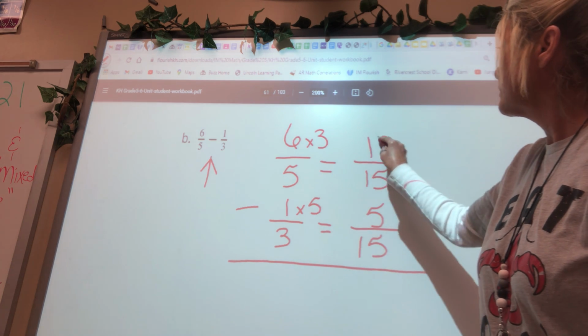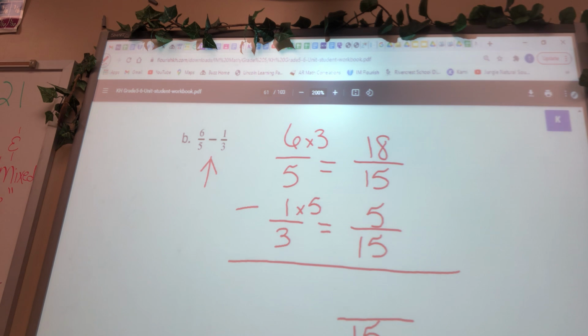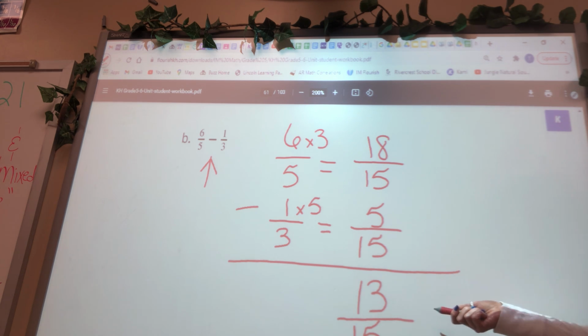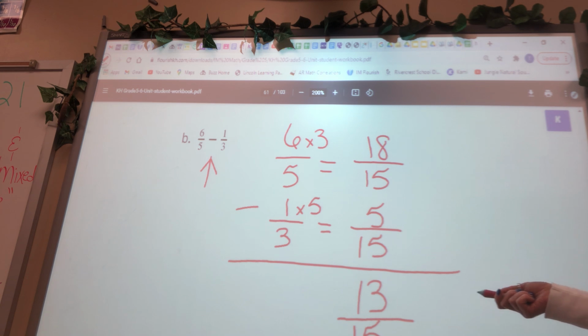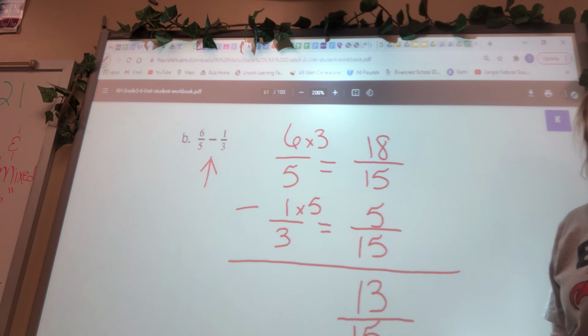18. That's 18. Now I keep the denominator whether I'm adding or subtracting. And then 18 minus 5, 13. Is that in simplest form? Yes. What kind of number is 13? What kind of number besides an odd number? It's a prime number because it doesn't have any factors except for 1 and itself. What about 15? Prime or composite? It's composite because it has other factors.